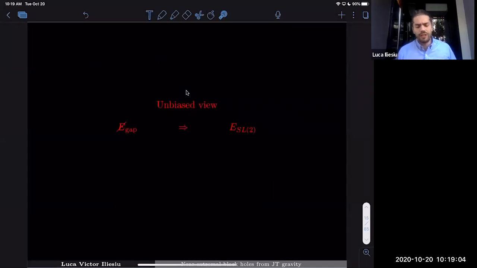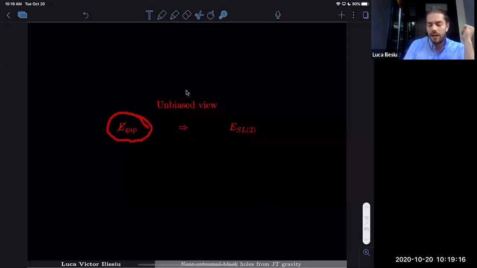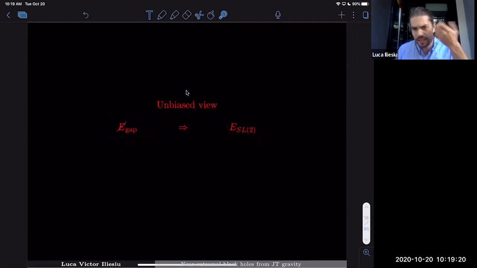So in order to take an unbiased view, because the results in the papers mentioned before were mostly conjectural, I'll rename E-gap as E_SL2, and I'll make it clear why I'll call it E_SL2 towards the end of the talk. But I just don't want you to confuse the fact that there should necessarily be a gap in the spectrum if I call it E-gap.